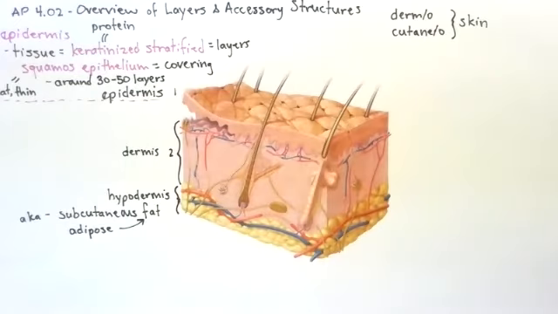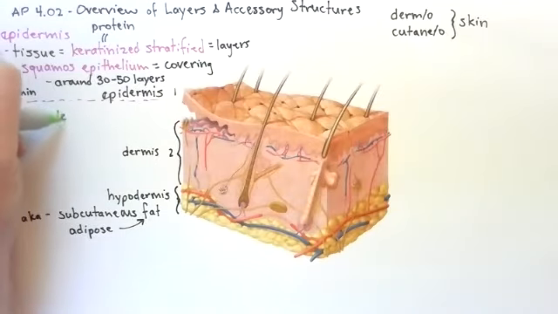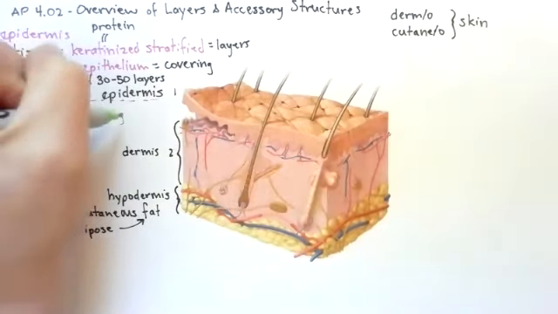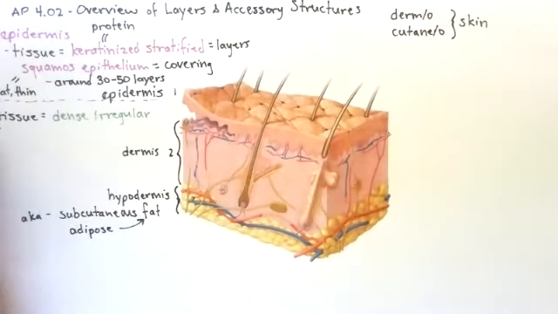So let's do the dermis. We'll do the dermis in green. All right, so our tissue type for the dermis is dense, irregular, connective tissue.